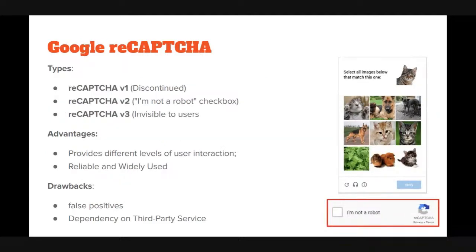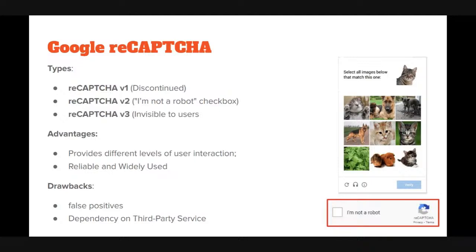We also have, I think, the most popular one, which is Google reCAPTCHA. On Google reCAPTCHA, we have three versions. The V1, which is already discontinued, is very similar to the text-based one. We have the V2, as you can see here on the right, that is the checkbox, I'm not a robot. And we have the V3.